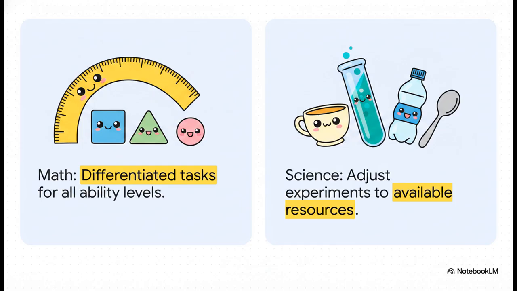In math, this means differentiating tasks so different ability levels can access the same core concept in a way that challenges them appropriately. In science, it might mean adjusting an experiment based on what resources a school actually has. The crucial point is flexibility ensures the blueprint works for everyone. It makes inclusive education possible.